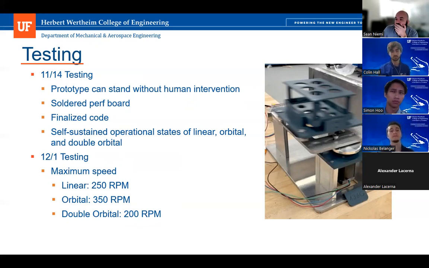Our second round of testing commenced on December 1st. And in this testing, we ran our shaker table and were able to determine the maximum speed of our linear shaking pattern was 250 RPM, the orbital 350 RPM, and the double orbital 200 RPM. We also were able to run all 3 of these shaking patterns for 2 hours.